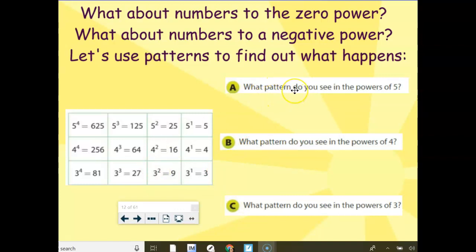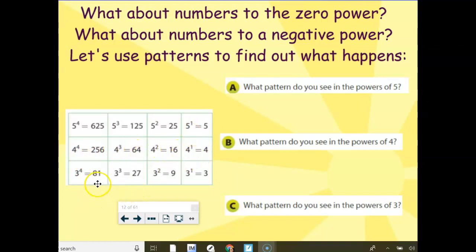We can use patterns to figure out what we don't know. So let's look at our powers of 5 here. We're going to go backwards. 5 to the 4th is 625, 5 to the 3rd is 125, 5 squared is 25, 5 to the 1st is 5, and so on. So we can look here and see what's going on with the 4s.